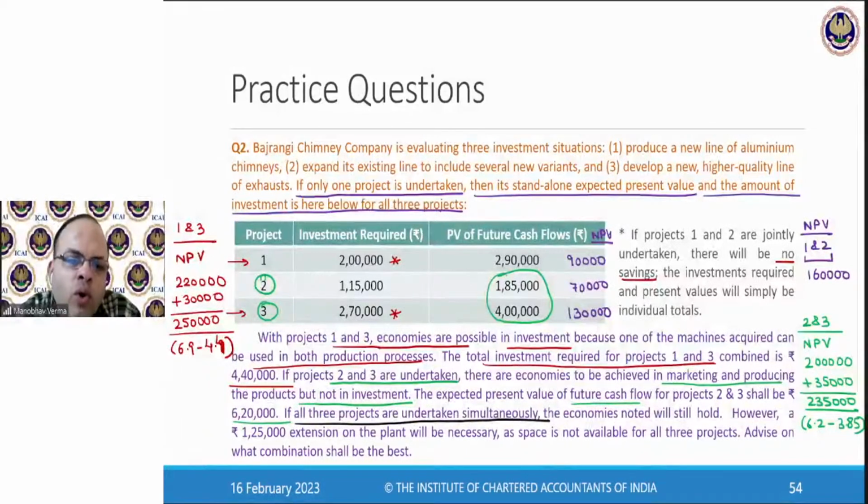Okay, so if all the three projects are undertaken simultaneously, now there is a question coming in from Varsha. Varsha says from where 6.2K? Varsha, 6.2 is given in the question. Expected present value of future cash flow for project 2 and 3 is 6,20,000. This is given in the question itself. So instead of 585, we are looking at 6.2.